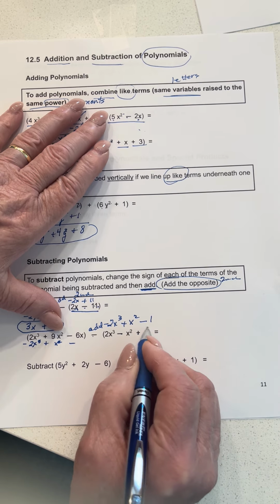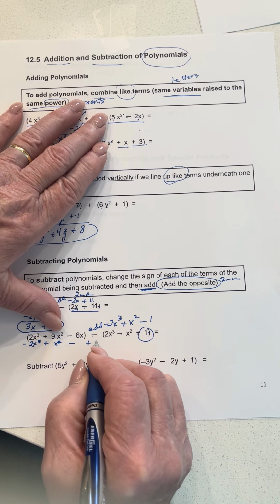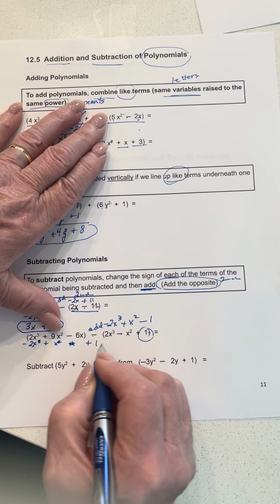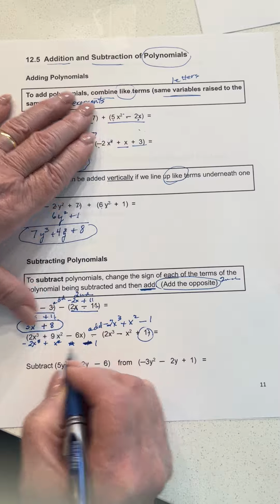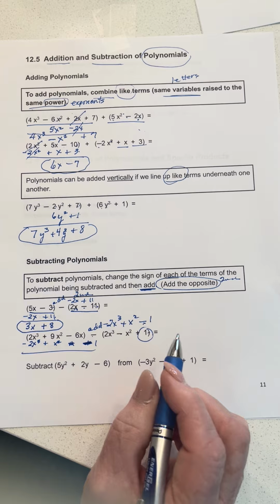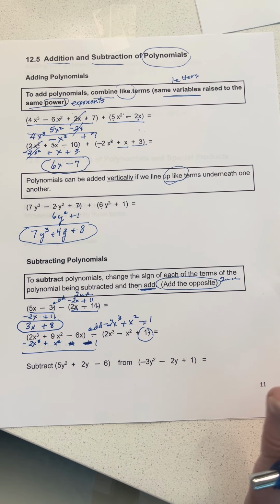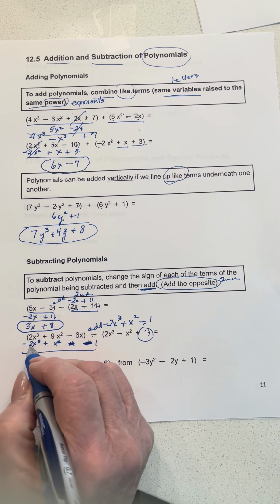We don't have any x's. This is just a 1, so it's going to have to go in its own column. This is a minus 1, as you can see up here. We have to be sure we have these lined up in the column so the like terms are being combined.